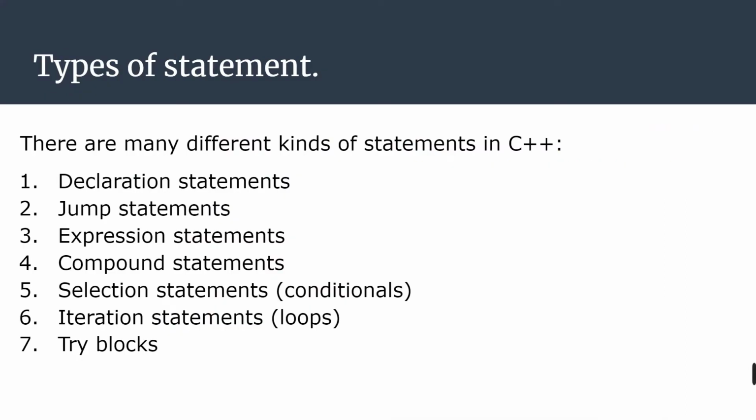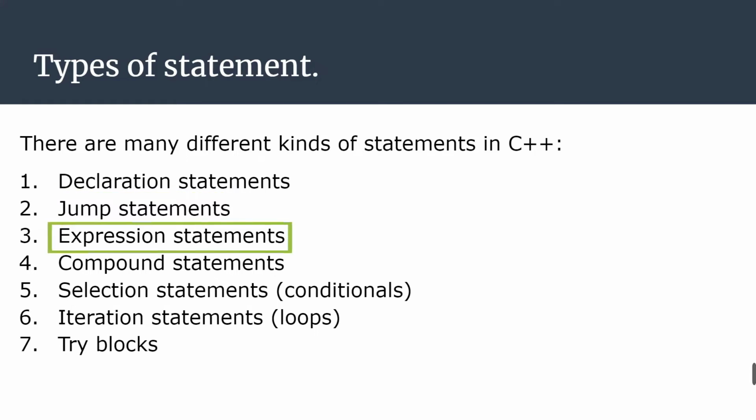So moving further, there are many types of statements in C++. There are declaration statements, jump statements, expression statements, compound statements, selection statements, that are sometimes called conditional statements, iteration statements, that are loops, and try blocks. Declaration statements are the statements in which we are declaring something, let's say a variable of a certain data type. In a jump statement, we are jumping from one statement, let's say, to the third statement. The perfect examples of the jump statement are switch case and also the goto statement in C++, which we're gonna cover in future lessons.